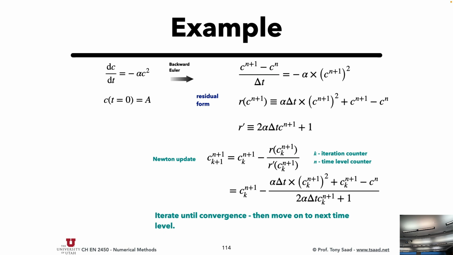So if in the homework I ask you to do 2 time steps, and 3 iterations per time step, you take the first time step, and in that first time step you go from k 0, 1, 2, and then you move to the next time step, do k 0, 1, 2. Okay?